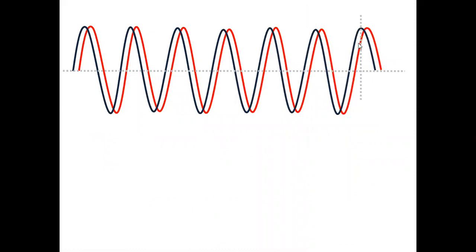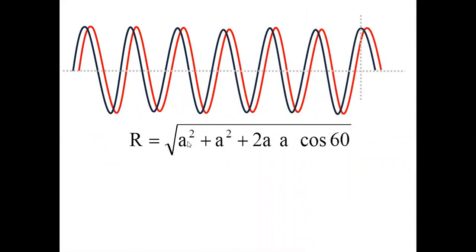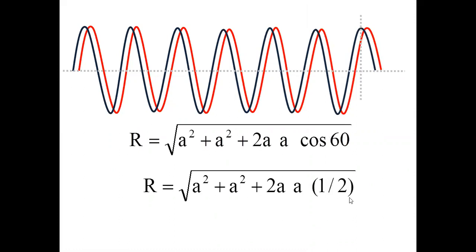This may be a 60 degree phase difference. If it is 60 degrees, the amplitude is root of a square plus a square plus 2aa cos 60. What is cos 60? Half. When you put half here, the 2 gets cancelled. So a square plus a square plus a square, that is 3a square. Root 3 a is the amplitude. And this is the place.